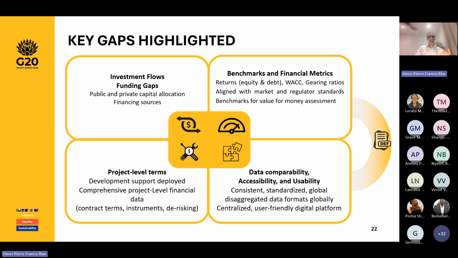That's basically when we look at all those gaps and we're trying to identify what it is that we could do as a group, right? So we're trying to summarize the key gaps I talked about: the investment flows, funding gaps, benchmarks, financial metrics, data comparability, project level terms. One common issue that we found here, and I talked about it during the cost of delivery, but also when it comes to all the data sets, is the primary definition. What we see is that infrastructure is not defined consistently across geographies. Sometimes even within the same country, we have different definitions.